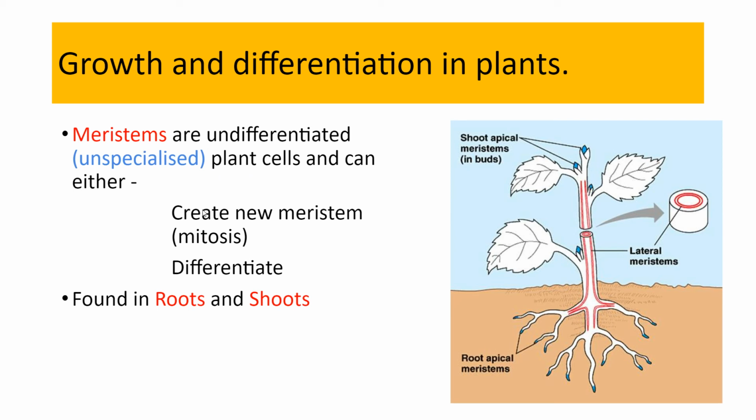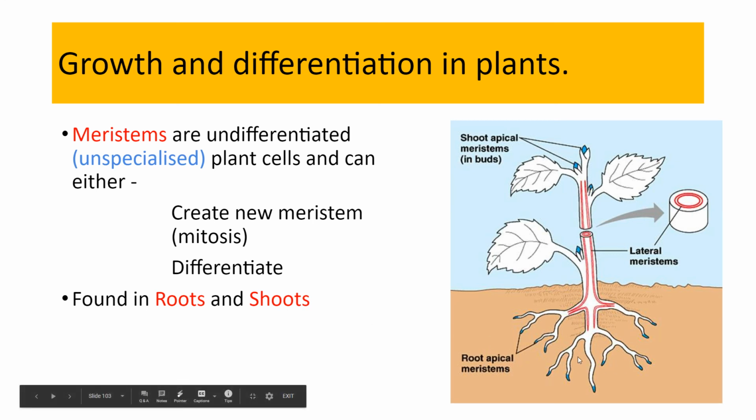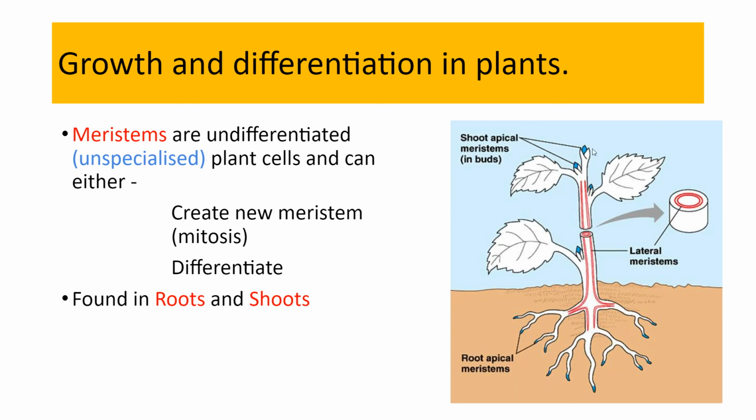Now, these types of cells can do one of two things. They can either create new meristem cells, so one meristem cell can become two meristem cells and so on, or they can differentiate, so they can specialize and become a specialized cell. Now, these are found in the roots, which are here, and the shoots. These are the parts of the plants, the shoots that you might have seen in spring. These are like what become the new leaves, essentially. So that is the shoots.